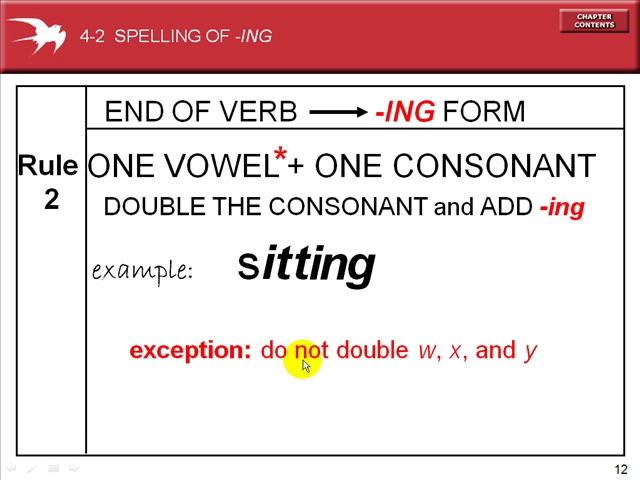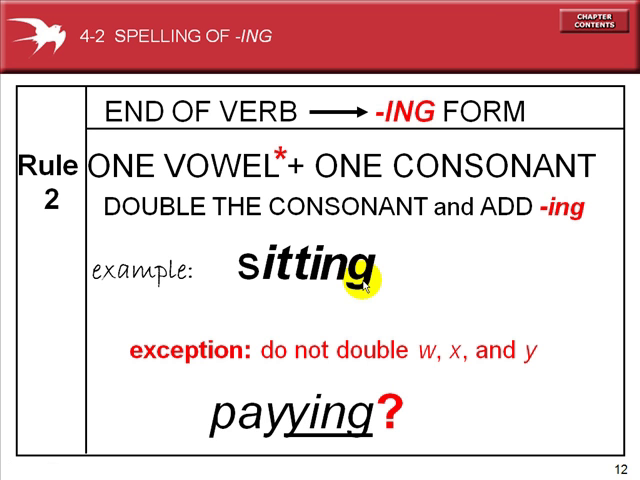Exceptions are: do not double the letter W, X, and Y. You do not double these letters before adding the ing ending. So for example, paying is not correct. There is one Y in the word paying.